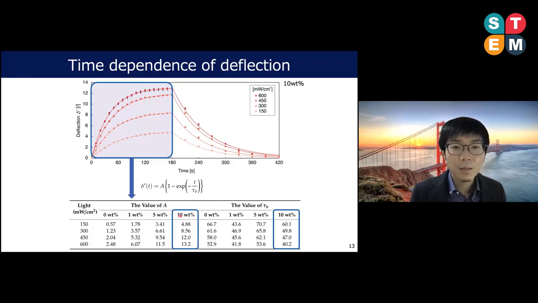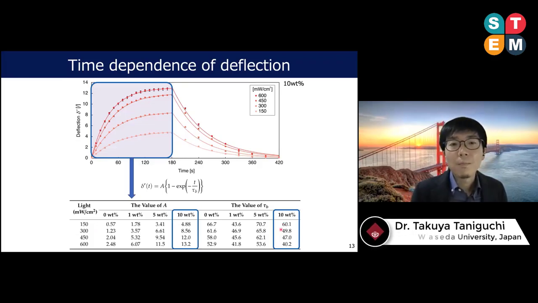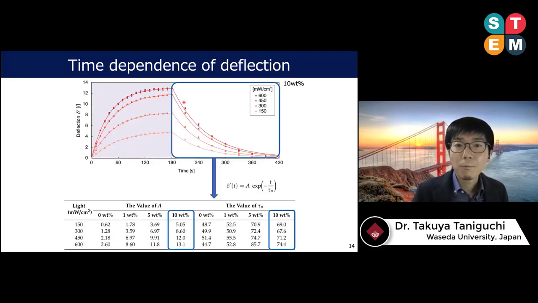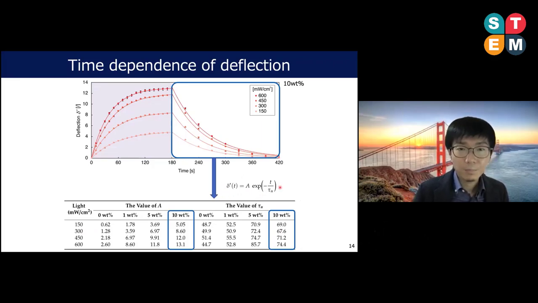So in this case, the sample of 10 weight percent was used, and the light intensity was changed like this. So I obtained four values of A and four values of tau B. In the same way, the unbending process was fitted by this equation. This equation also comes from reaction kinetics. As a result of this fitting, four values of tau U were obtained for the 10 weight percent sample.